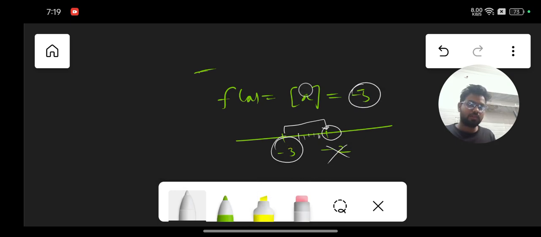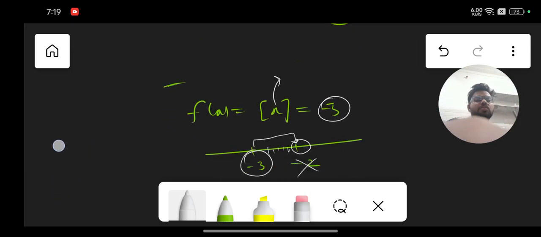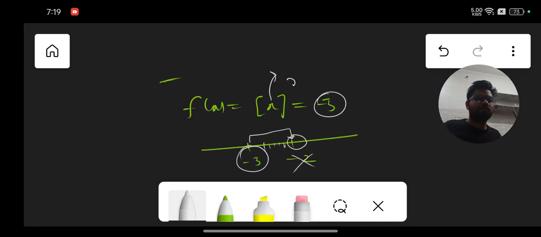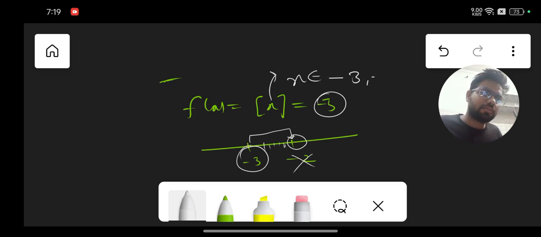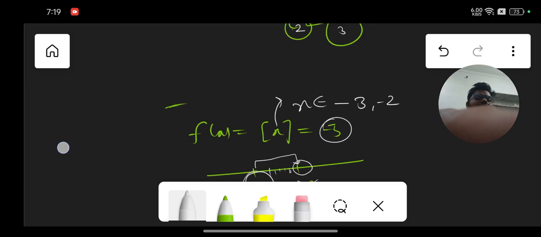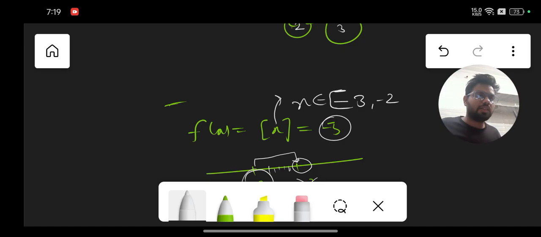So what are the possible values of x? We will write x belongs to minus 3 to minus 2. Minus 3 will be included, but minus 2 will not be included. Minus 3 will be included, but minus 2 will not be included. That is the general definition of the greatest integer function.